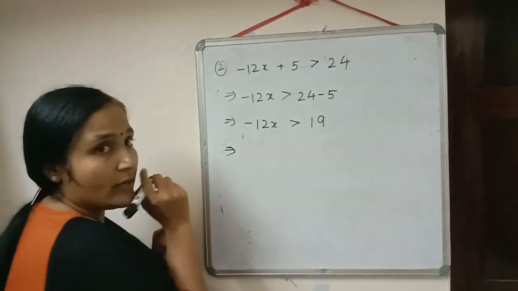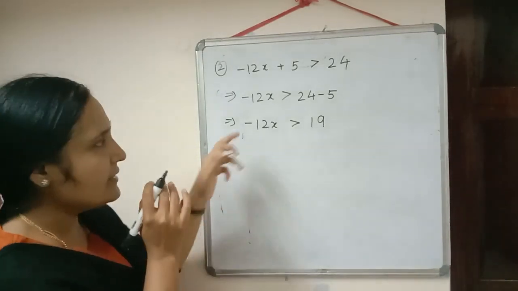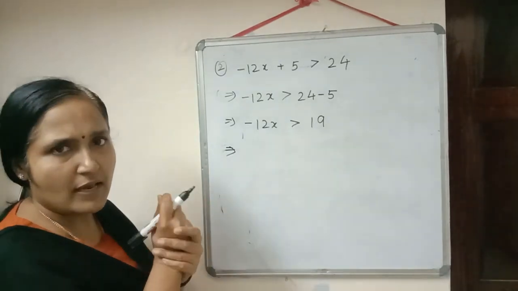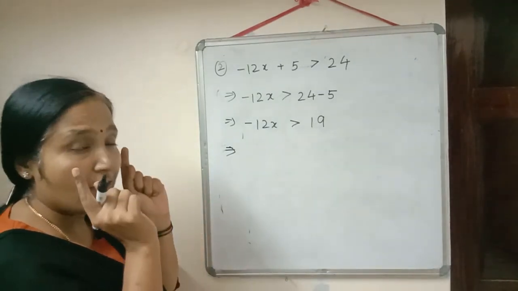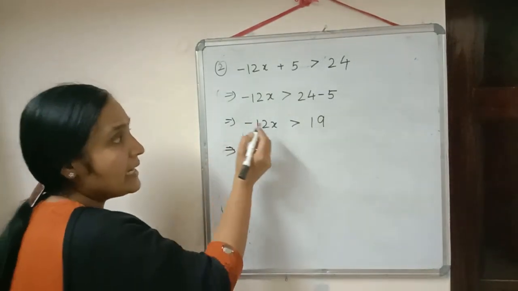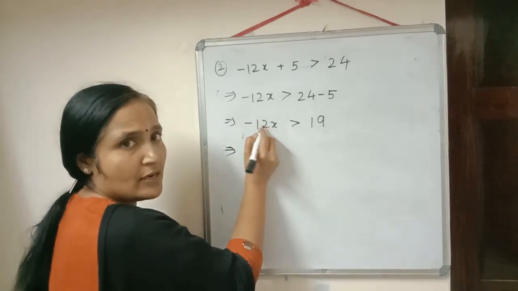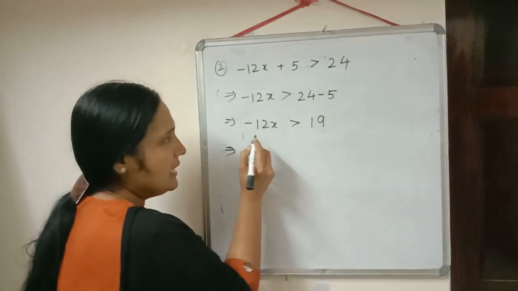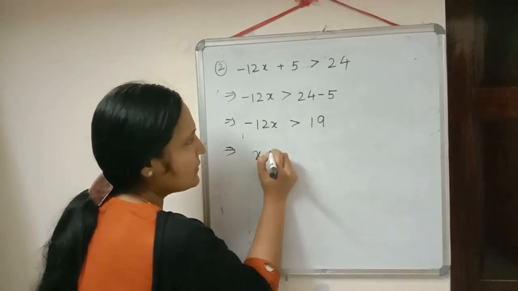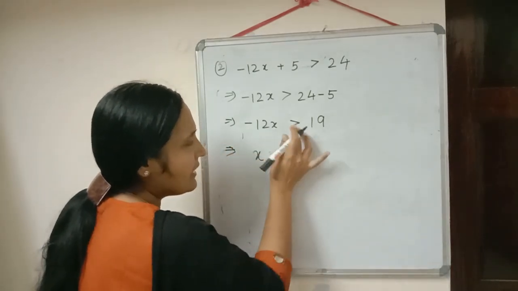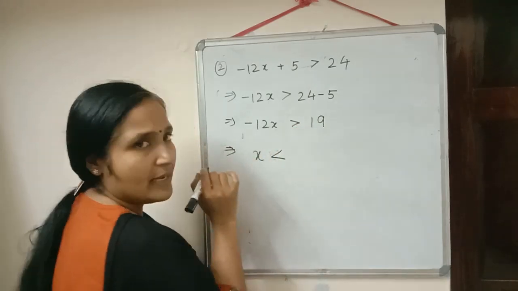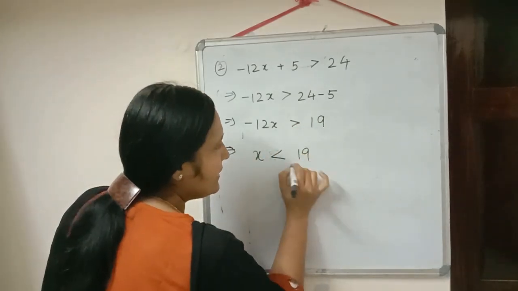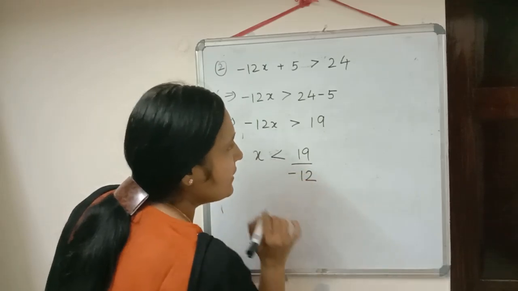Now here, two methods. Either you can shift this minus 12x to the right hand side, or you have to remember that when a negative number is in multiplication or division, you have to change the sign of the inequality. Then it will be x, greater than, so its opposite will be less than 19 by minus 12.